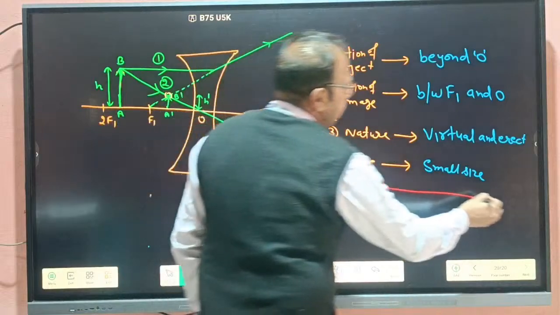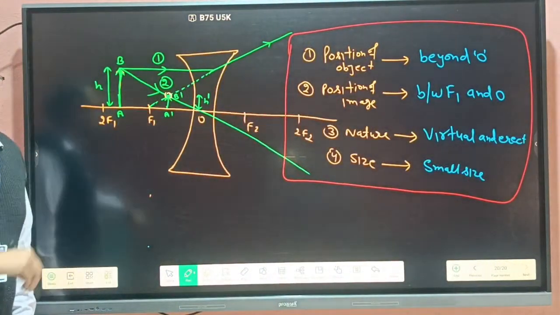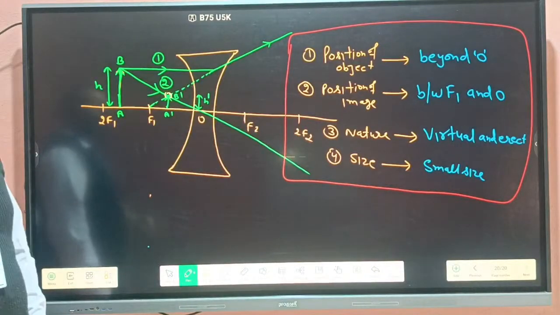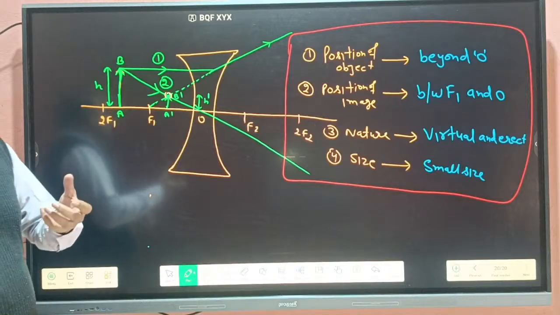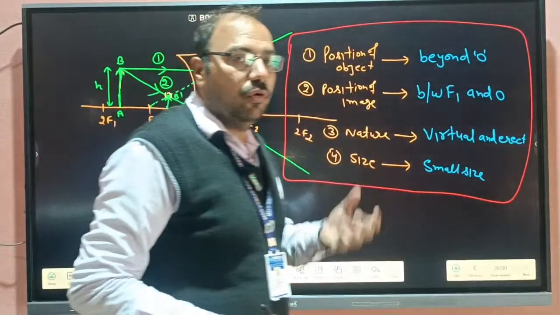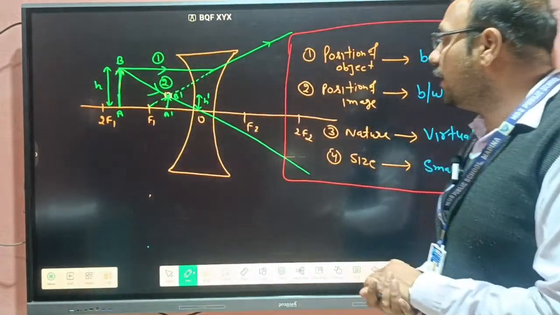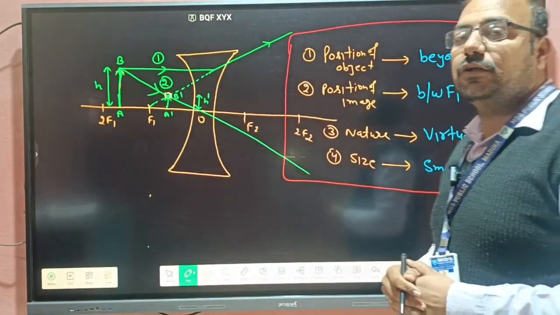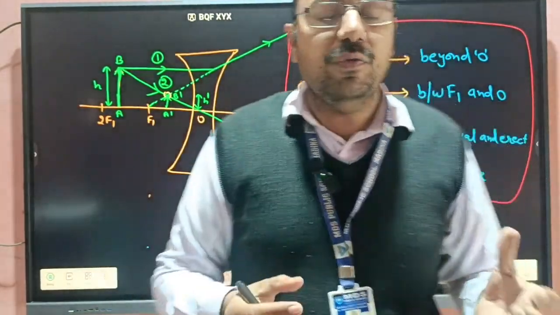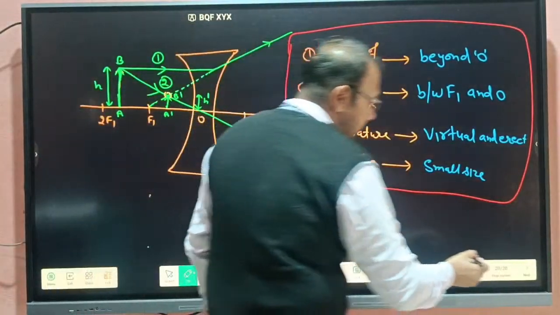So these are the parameters of a concave lens when the object is put beyond O. In both cases, the image formed is small, virtual and erect. So these are the characteristics of a concave lens, and next we study how we take the sign convention of that lens.